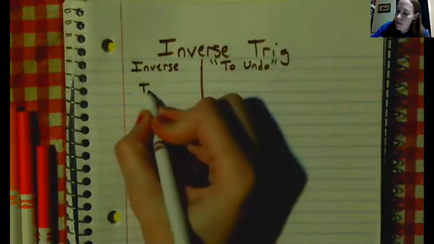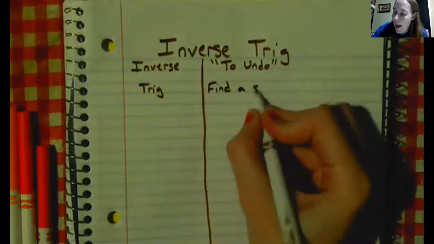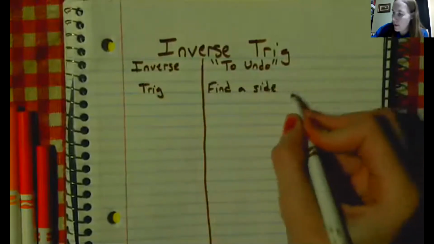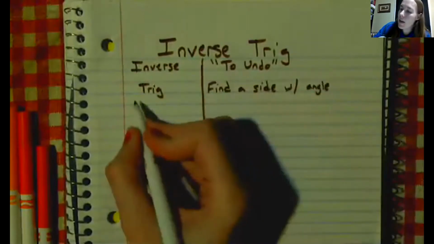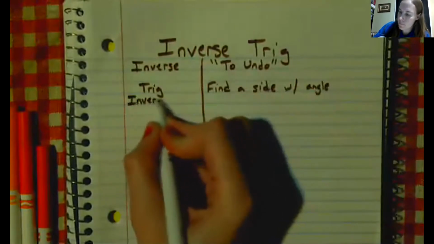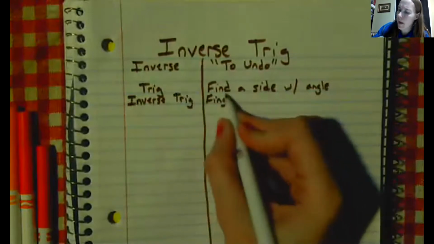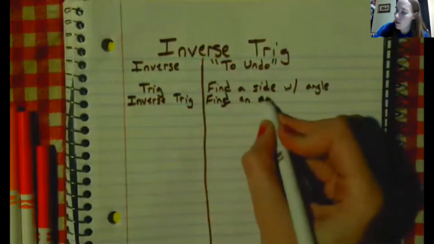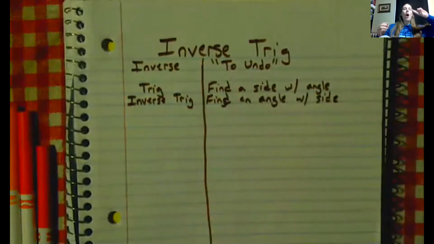So trig was to find a side with an angle and a side. So the inverse trig is to find an angle with a side. So you're doing the opposite. It's the inverse. And we're still using SOHCAHTOA, all the trig identities. We're just doing the opposite.